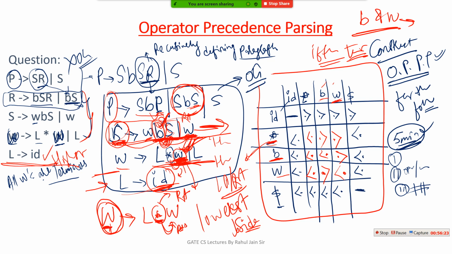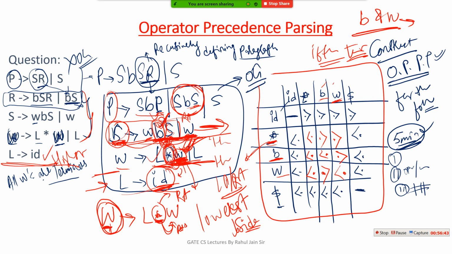Sir, star has higher precedence than B and W. Yes, because star is in the lowermost position. Nagarkoti, star is in a lower position than B. That is why it has higher precedence, because this star is in the lowermost position.